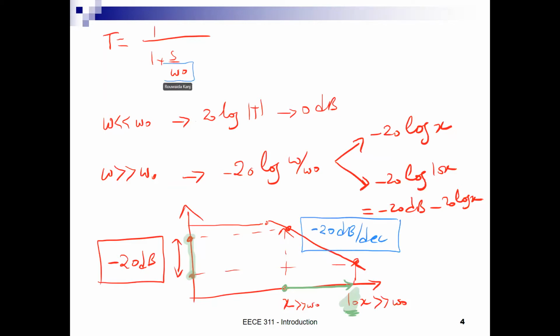So for a single pole, the gain when omega is much greater than omega 0 is going to drop by minus 20 dBs per decade. And what I mean by decade is that as the frequency increases 10 times, for any frequency which is much greater than omega 0, if I increase it by 10 times, I will expect that the gain will drop by 20 dBs at that 10-fold higher frequency. Is this clear? Is this clear? Anybody has a question?